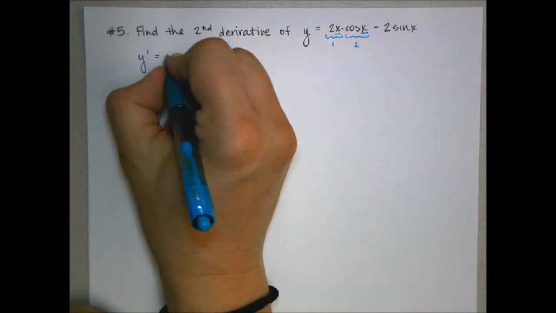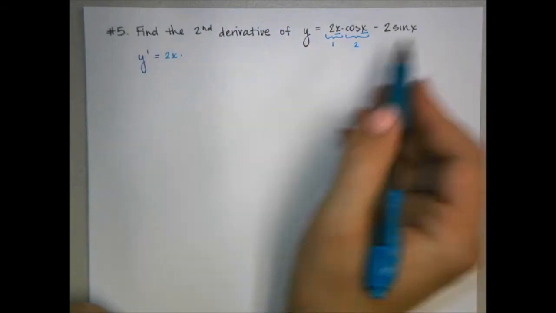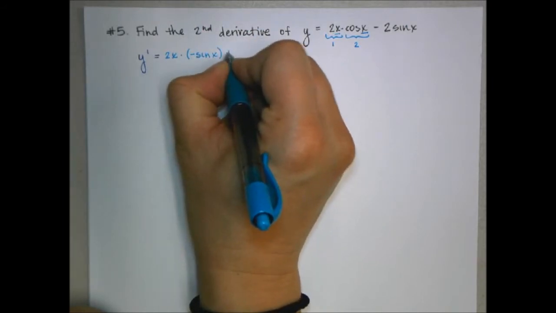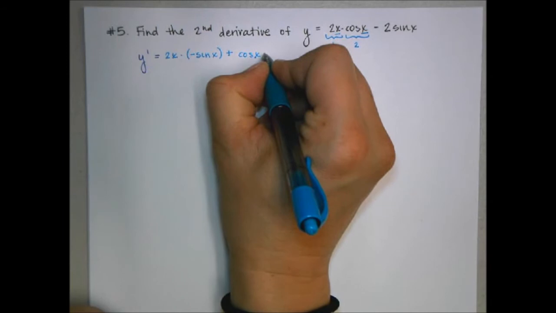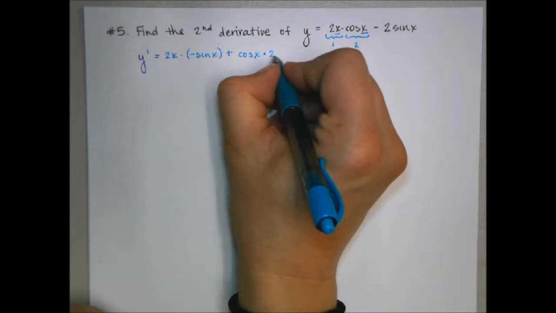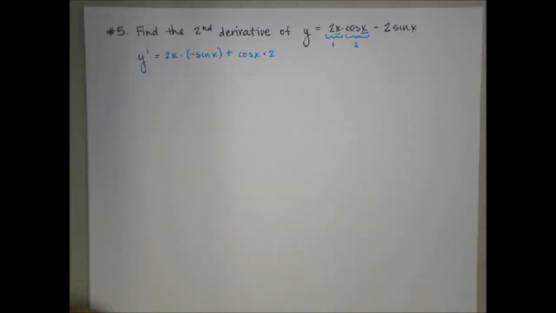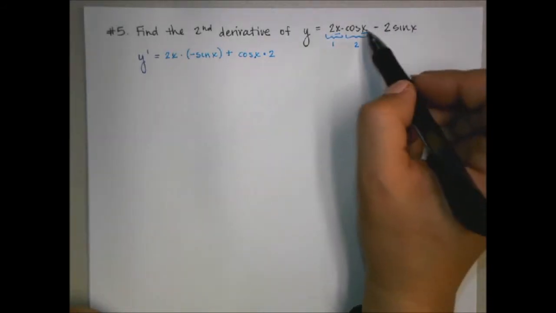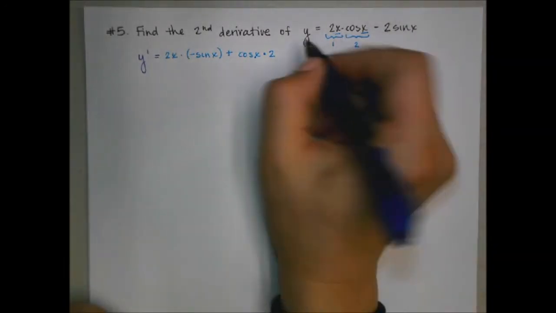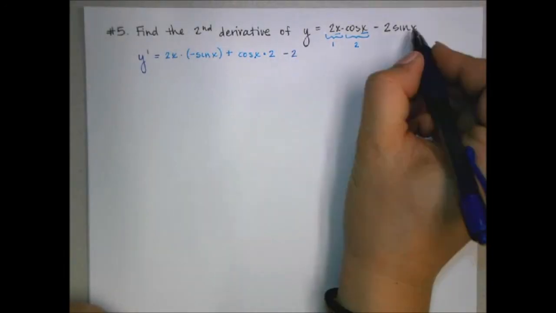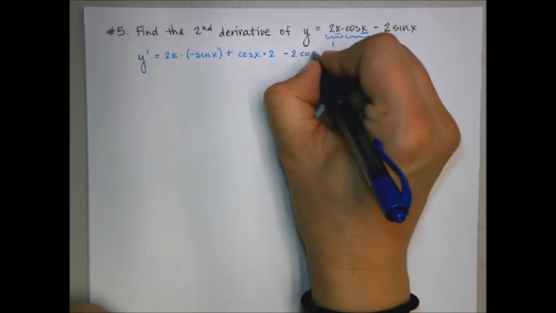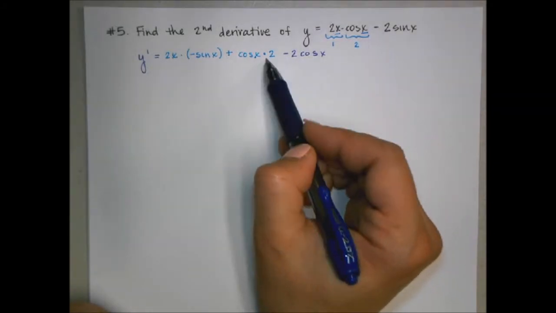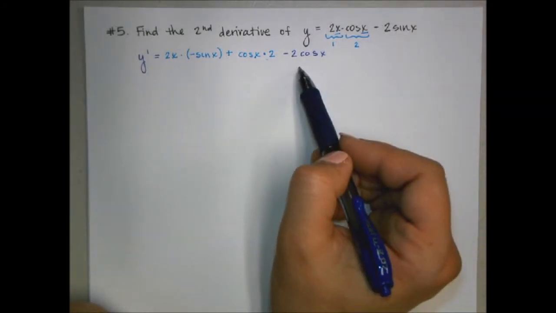So again, starting with the product rule. We have the first times the derivative of the second. So that's going to give us negative sine, plus the second times the derivative of the first, 2. Okay, that's it. We've done our product rule there. Then we have to follow up with the derivative of negative 2 sine x. So negative 2 is our coefficient, so the coefficient will stay. And the derivative of sine is going to give us cosine x.